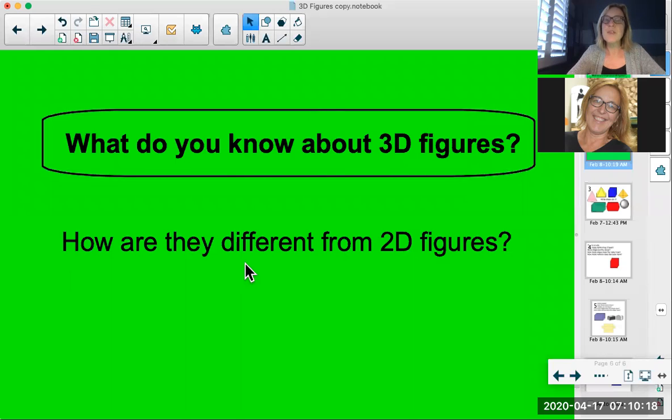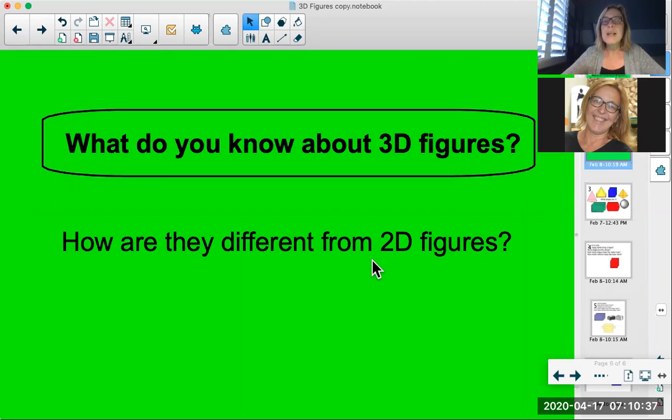So I want you to think about three-dimensional figures. We have been working with two-dimensional figures when we were finding area of parallelograms and trapezoids and triangles, and then we put them together in compound figures. Well, today we're going to start thinking about three-dimensional figures and how they differ from two-dimensional figures.